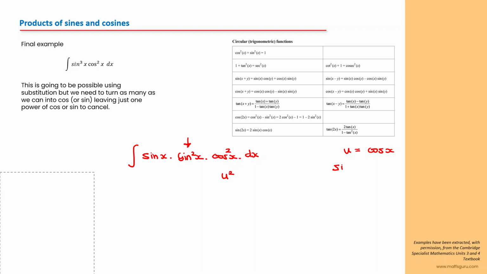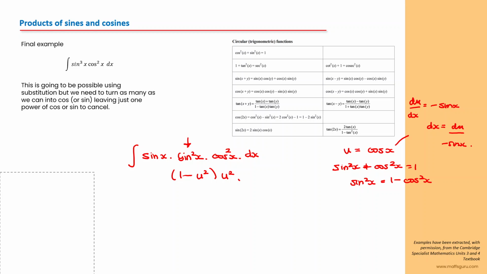Oh, well, hold on a moment. I know that sine squared of x plus cos squared of x equals 1, or sine squared of x is equal to 1 minus cos squared of x. So that now becomes 1 minus, but cos squared I've already said is u squared. So there we go. Where do we get the dx from? Well, let's differentiate that. du by dx becomes equal to, sine goes to cos, cos goes to minus sine, so minus sine x. And so dx becomes du over minus sine x.